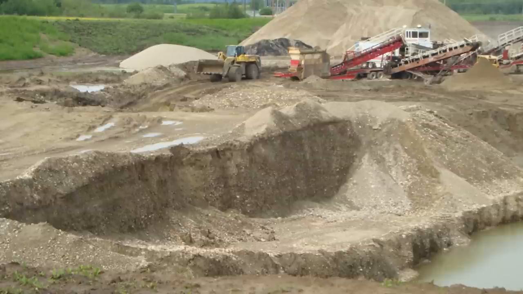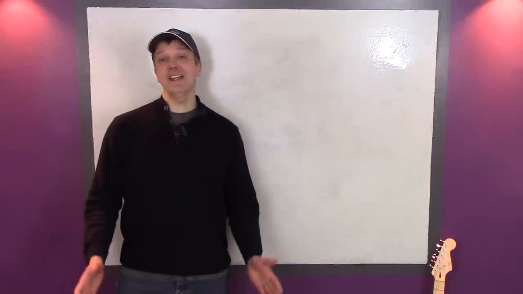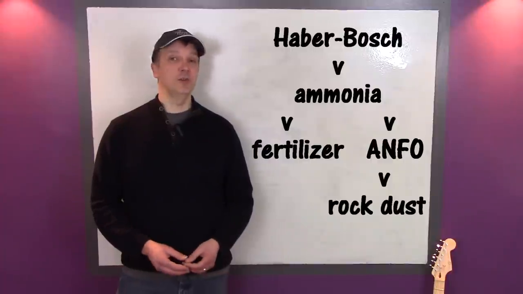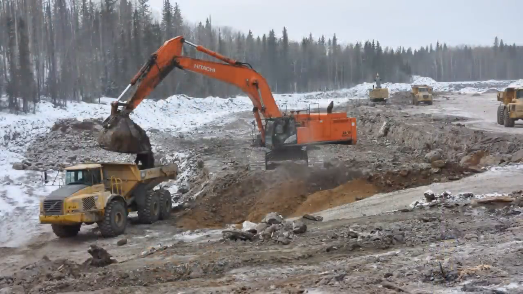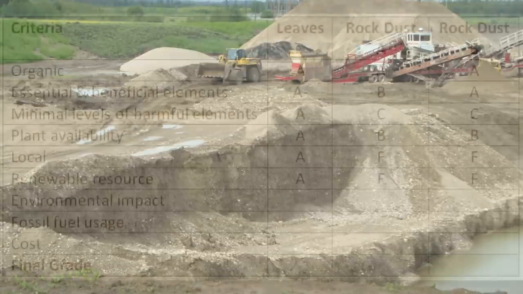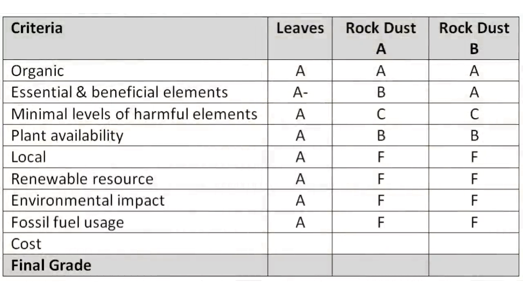Turning a mountain of rock into a fine powder comes at a cost. Most mining operations use the explosive ANFO, ammonium nitrate fuel oil, to blast rock. The ammonia in ANFO comes from the Haber-Bosch process, which is the same process used to produce synthetic fertilizers. Drilling, crushing, and moving the rock requires large amounts of fossil fuels. And a great deal of water is required to lubricate and cool drill bits, operate crushers, and suppress dust. Finally, shipping rock dust across the country and around the world burns even more fossil fuels. So while leaves get an A for environmental impact and fossil fuel usage, rock dust gets an F.